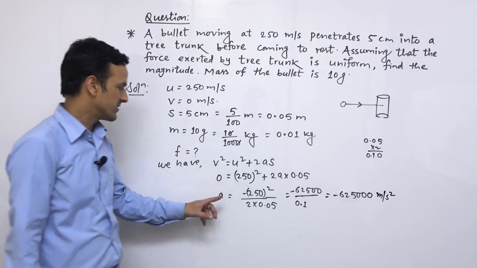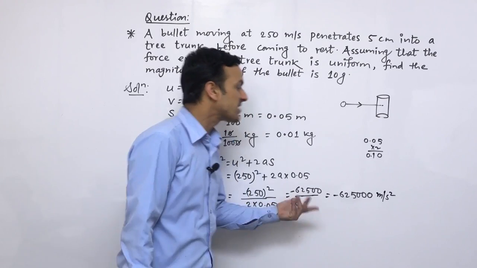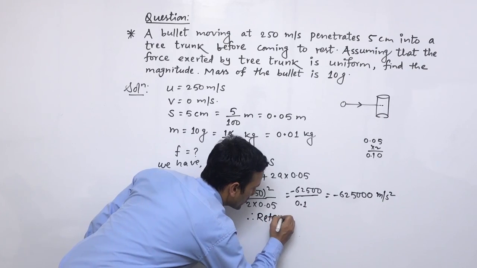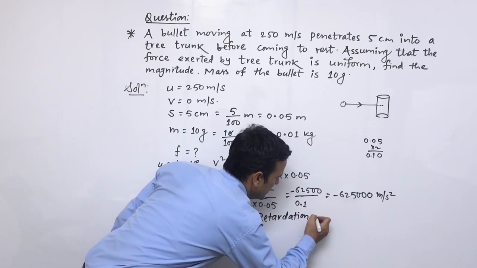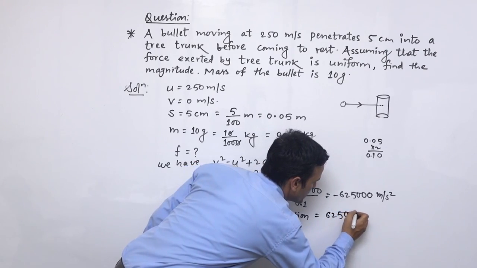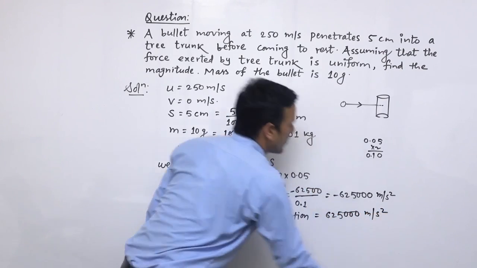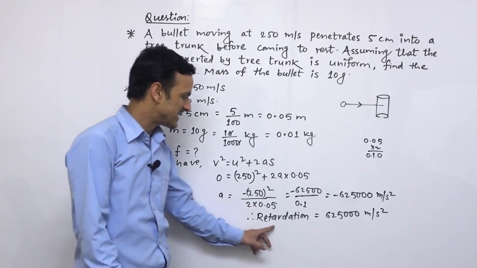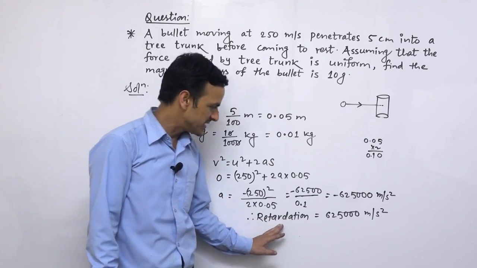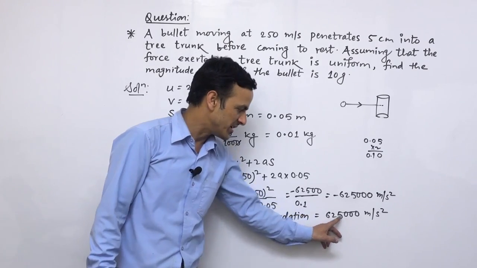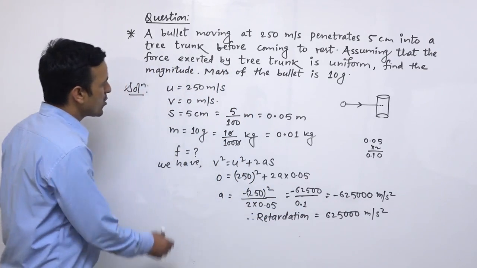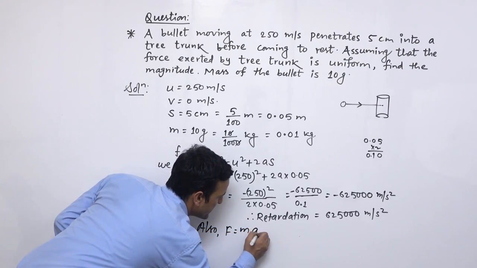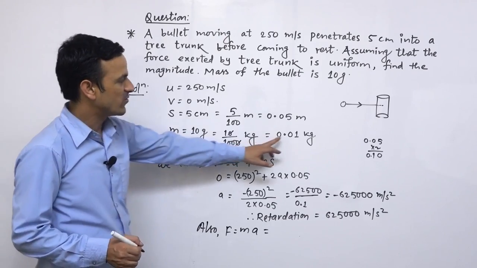Actually this is retarding acceleration. It is retardation rather than acceleration. So therefore retardation is equal to 62500 meter per second square. So this is retarding acceleration. Negative acceleration is known as retardation, whose value is 62500. So how much force do we apply? Now also F is equal to M times A, and we have the value of M here.